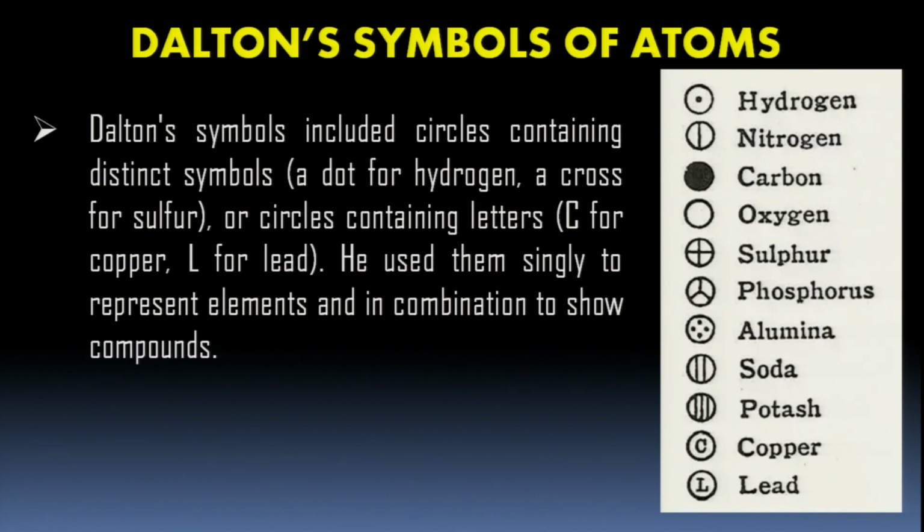C for copper, L for lead. You see lead inside the circle, L is there. For copper, inside the circle you have C. For potash, you have some lines. For alumina, you have 4 dots. Phosphorus, 3 lines. Oxygen, the plain circle. Sulfur, a plus sign is there. Okay. So, these were the initial symbols. Don't compare with the symbols we are using now. We'll move to that. But Dalton's symbols were of this sort. Okay, then it was improvised.